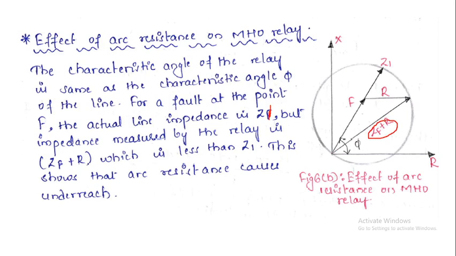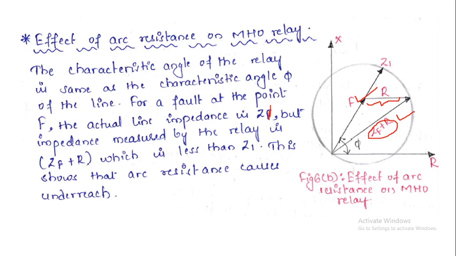Suppose the fault occurs at location F, the arc resistance R will be introduced. The resultant of these two is given by ZF plus R, which is less than Z1 again. Just observe the length of ZF plus R and Z1. The length of ZF plus R is less than Z1. So this shows that arc resistance causes the Mho relay to underreach. Again the same phenomenon as I just explained. If it is within the region it is going to operate, if it is beyond the region it is not going to operate.